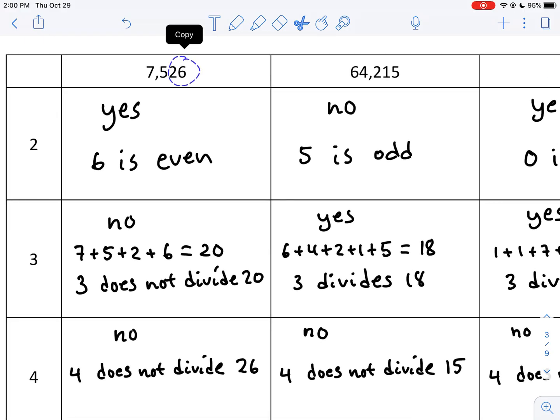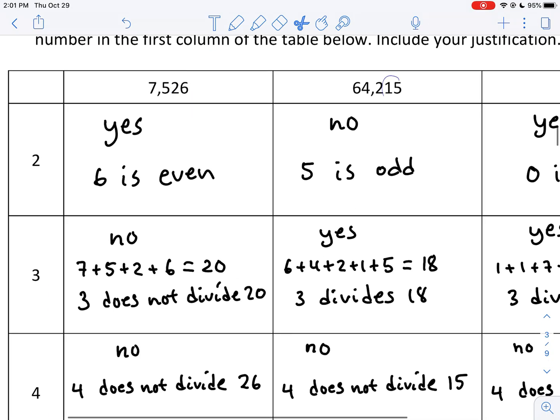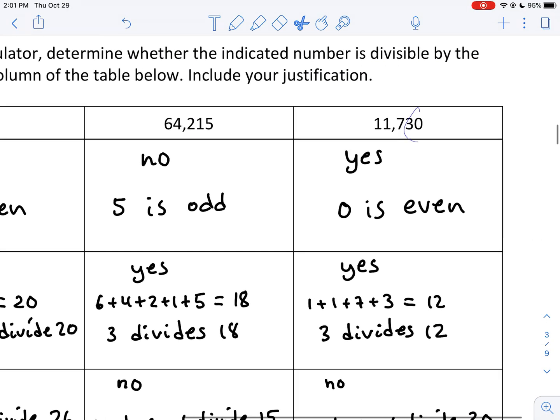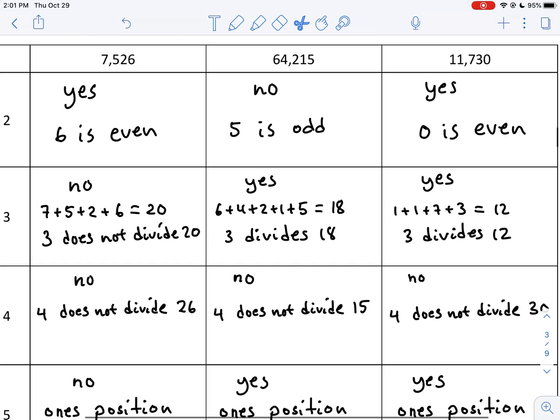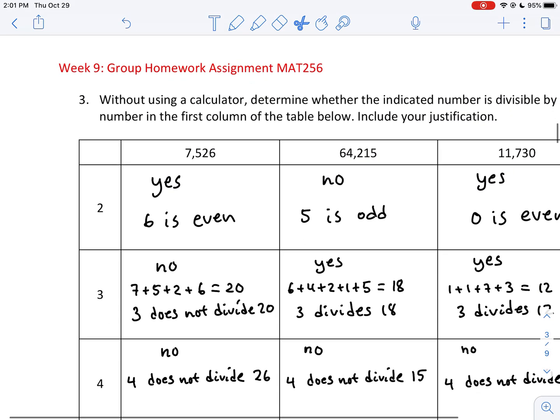To be divisible by 4, you just have to look at the 10s and 1s. 26, in other words. Does 4 divide 26? No. Does 4 divide 15? No. Does 4 divide 30? No. So 4 does not divide any of these numbers.